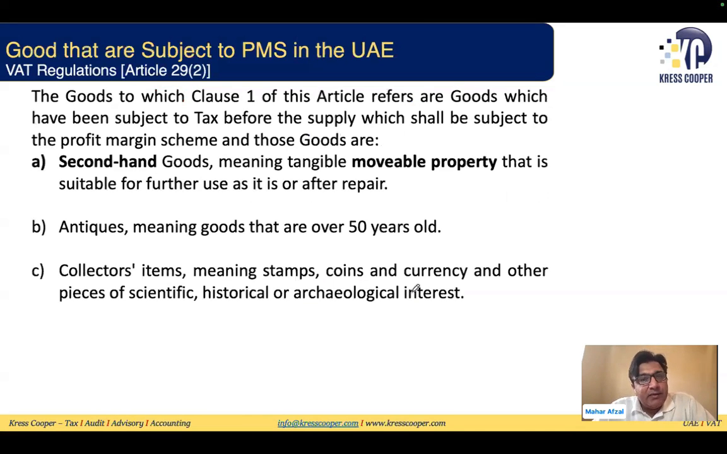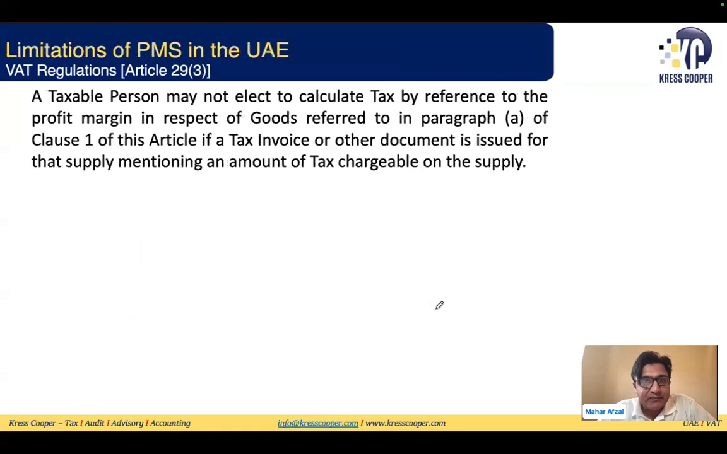Third, they are asking on which goods you can apply the profit margin scheme. They said movable second-hand goods. I will just give an example of the car. Then antiques, goods that are more than 50 years old. This is a requirement of the law. Collector's items, meaning stamps, coins, currency, and any other pieces of scientific, historical, and archaeological interest. So these are the items on which you can apply the profit margin scheme. You cannot apply the profit margin scheme on all items. These are the specific items on which you can apply it. Otherwise, you cannot apply the profit margin scheme.